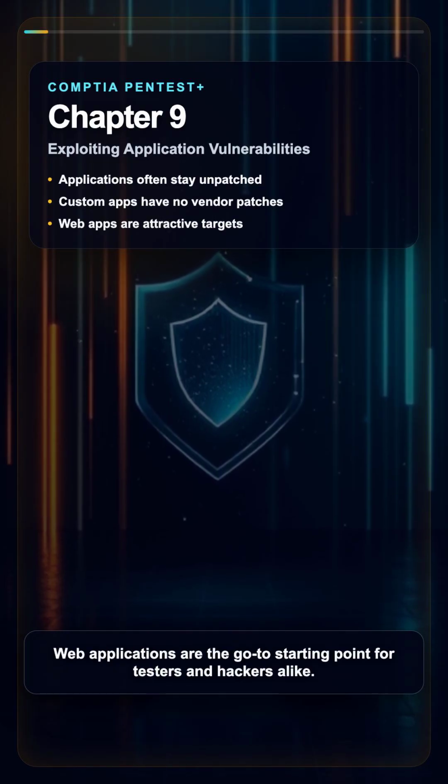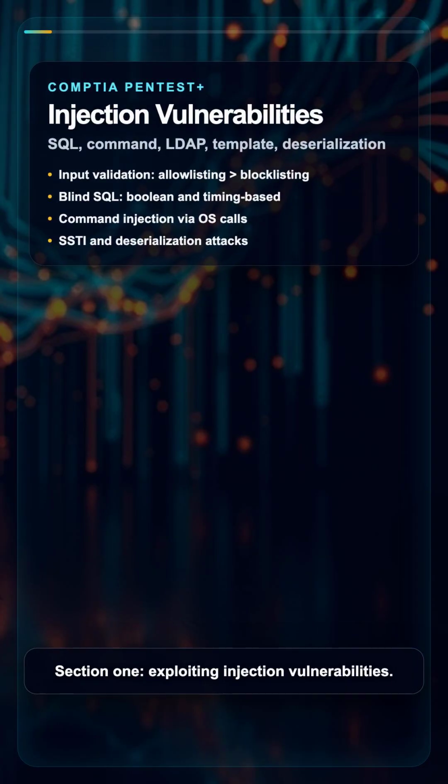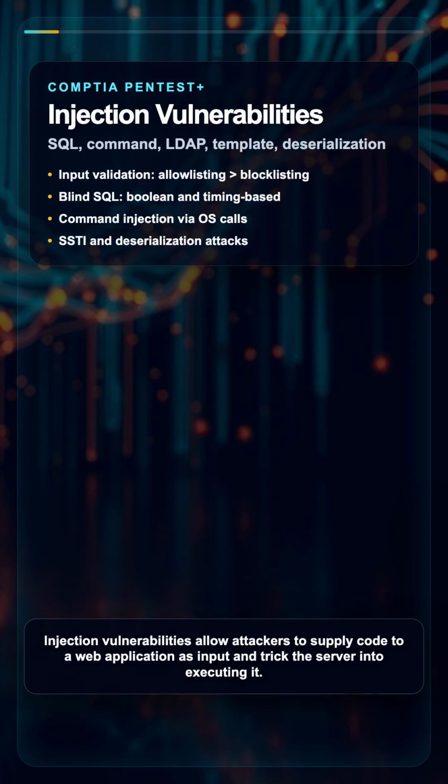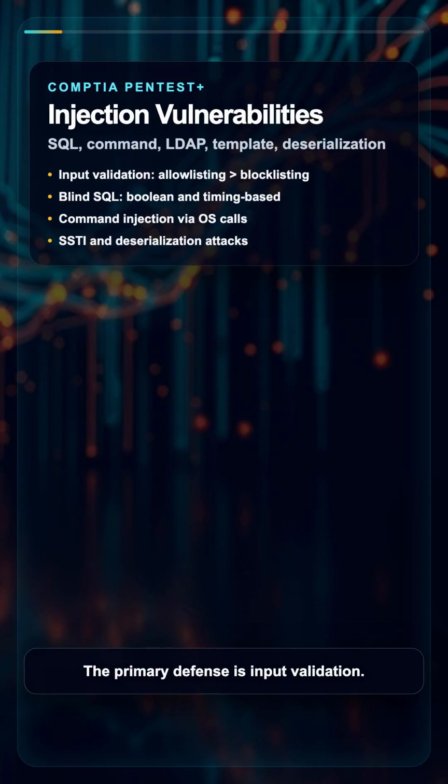Web applications are the go-to starting point for testers and hackers alike. Section 1. Exploiting injection vulnerabilities. Injection vulnerabilities allow attackers to supply code to a web application as input and trick the server into executing it. The primary defense is input validation.